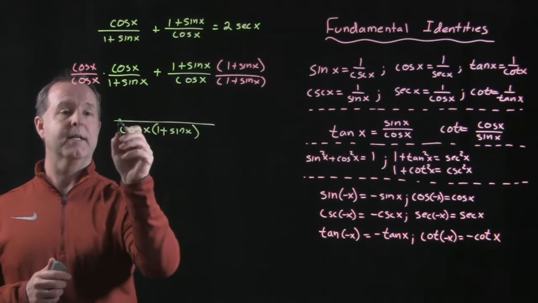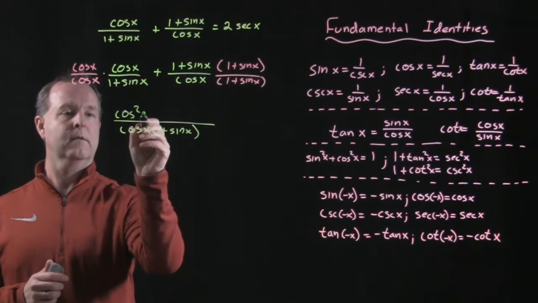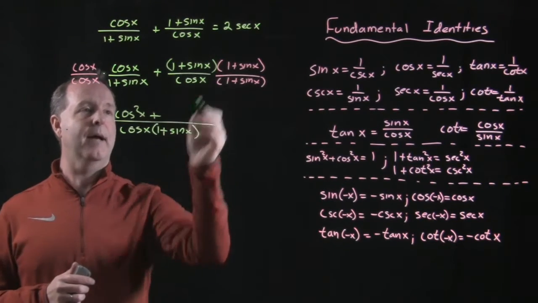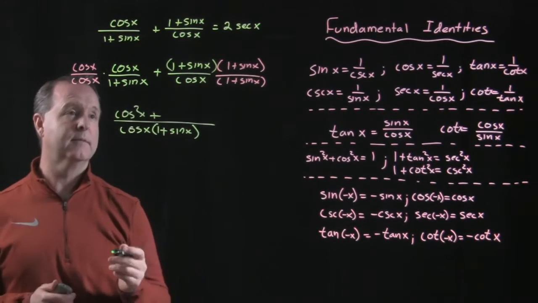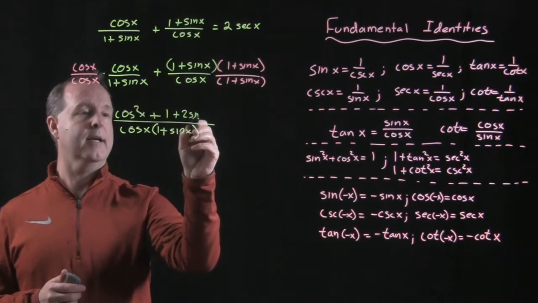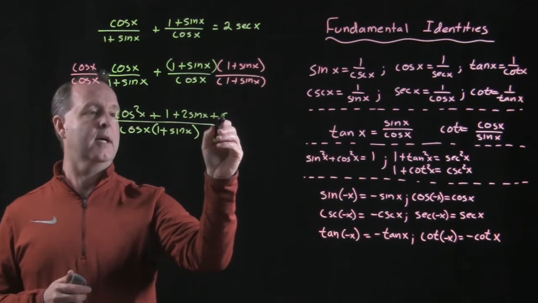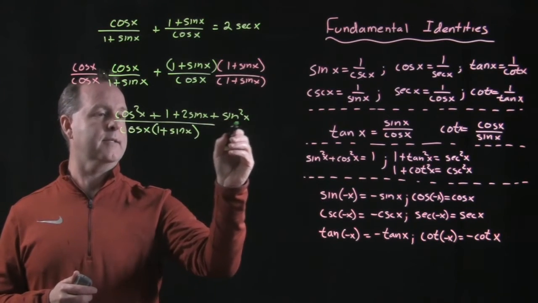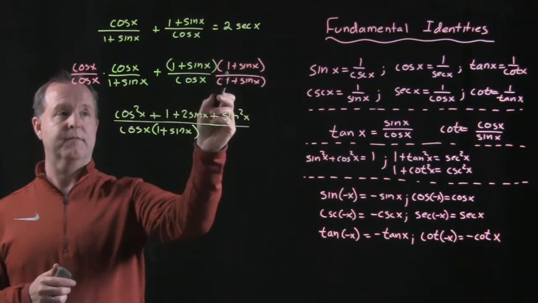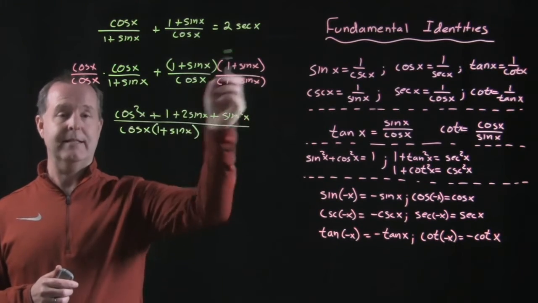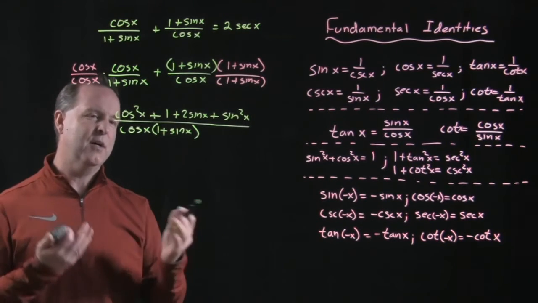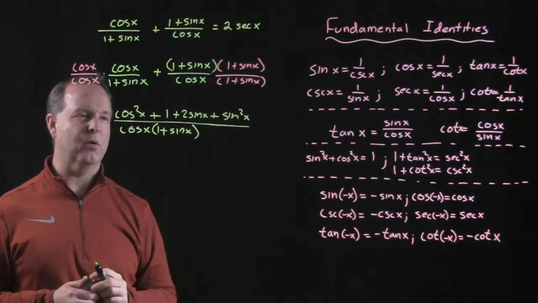Left side, I have cosine squared plus 1 plus sine x times 1 plus sine x. I have to FOIL. So that's going to be 1 plus 2 sine x plus sine squared x. 1 times 1, first times first, outers, inners, and last. Just simple FOIL, but with trigonometric functions, it may look a little unusual.